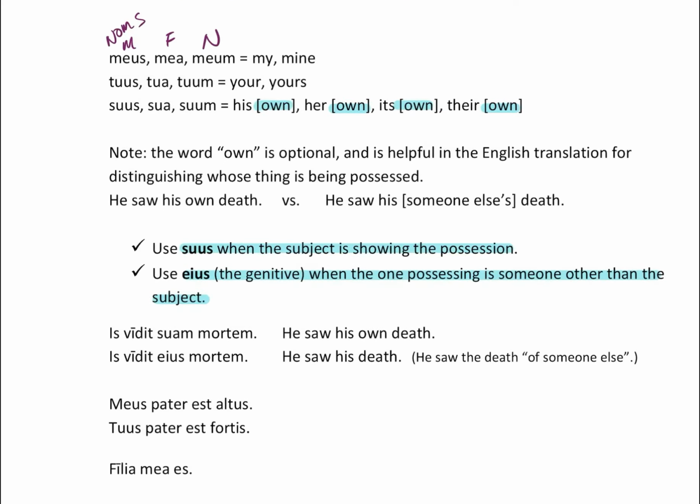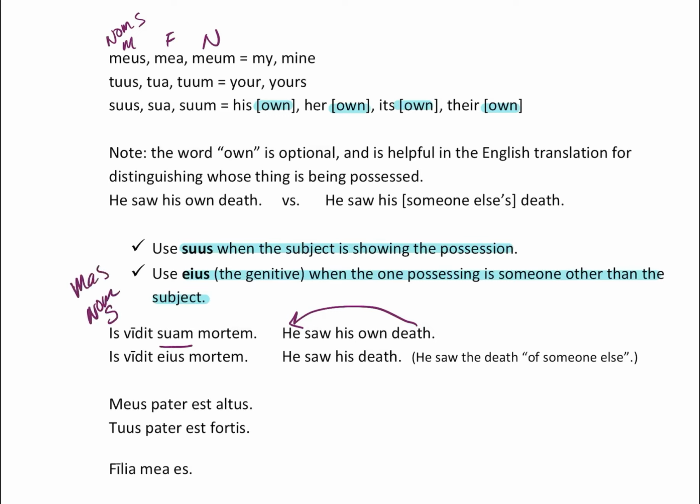Let's work through some examples here that will help you. The first one is is vidit suam mortem. He saw his own death. Now, whose death does it belong to? Well, it's his death. He is the possessor of the death. He is the subject, so therefore we're going to use suam, from meus, tuus, suus, because the subject is doing the possessing. However, do you see how is is nominative, singular, masculine?